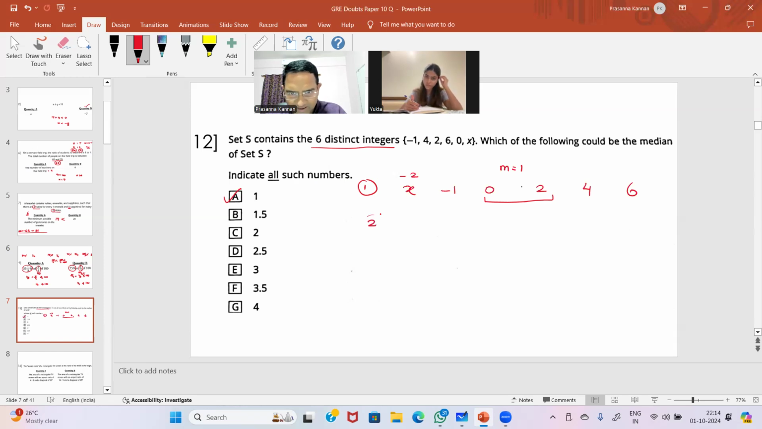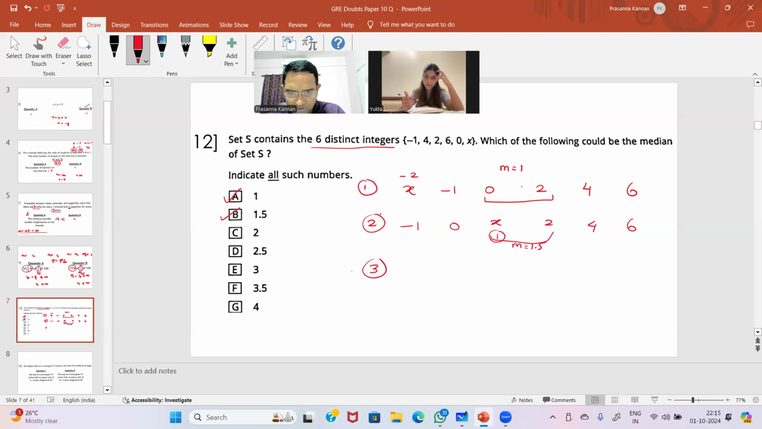Okay. Second case is -1 is there, 0 is there. It can't come between -1 and 0 because there is no integer in between that. But between 0 and 2, there can be an integer, right? The x can be here, taking a value 1. Right, Yukta? So in that case, again the average of these two would be 1.5. So your median can be 1.5 as well, correct?